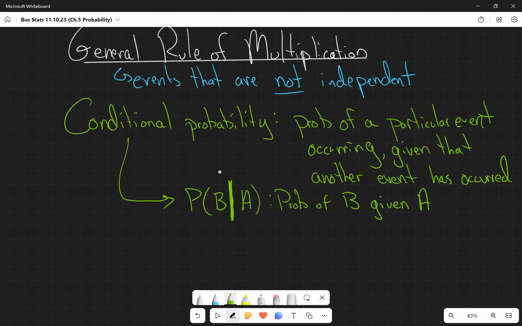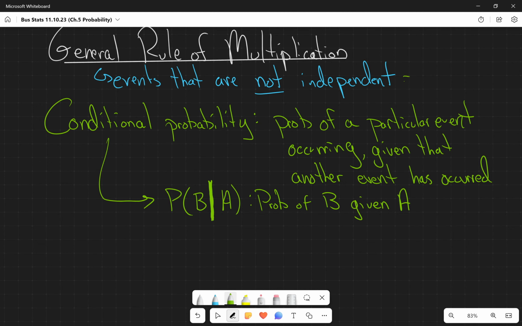So if they're not independent, what does that mean? That means they are dependent. When they are dependent, what does that mean? That means we have conditional probability. The value is conditional on what occurred in the first event.